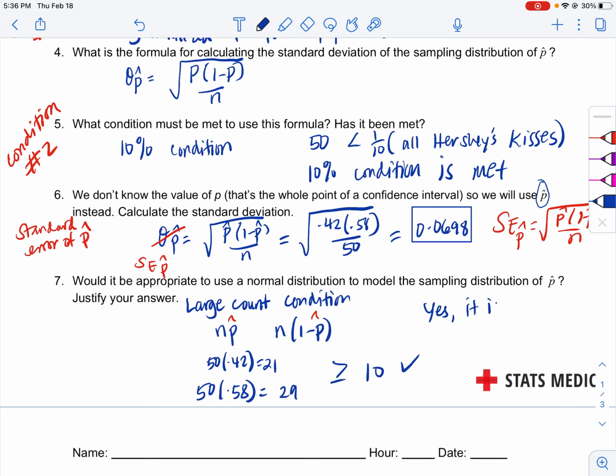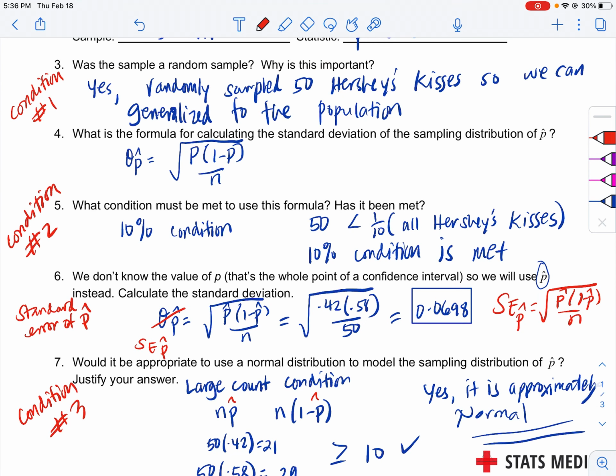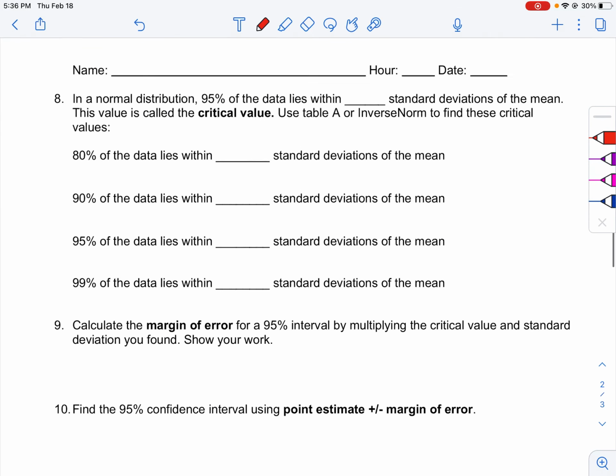So yes, it is approximately normal. Remember now, never say it is normal. Always add the word approximately. And this is the next condition that we have to check. Okay, let's recap. Condition number 1, we have to make sure it's random. Condition number 2, we have to check the 10% condition. Condition number 3, we need to make sure that it is approximately normal. So we have 3 conditions so far.